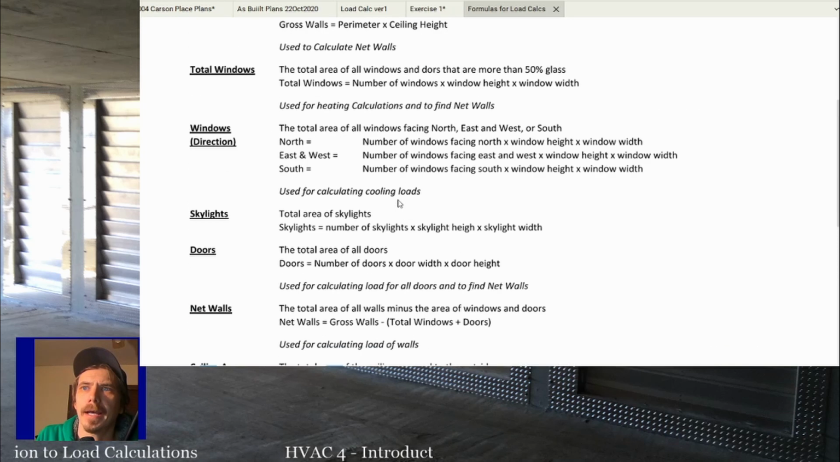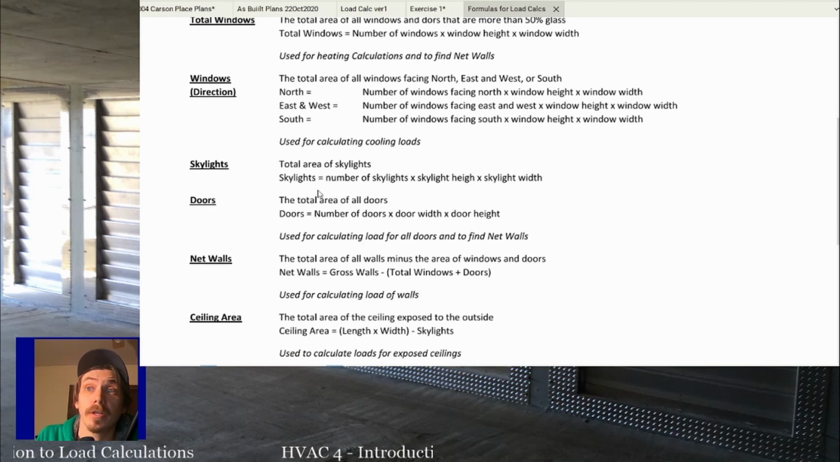Oh, and I didn't add the note. But anyway, that's used for calculating loads on skylights, right? And it's used to get total ceiling area, because for our ceiling area, we're going to have to subtract the skylights, because the skylight's not part of that ceiling assembly. It's a different thing, right? It's glass.